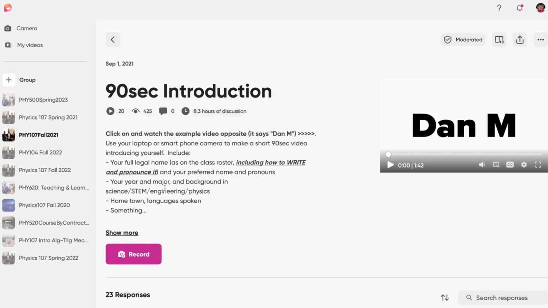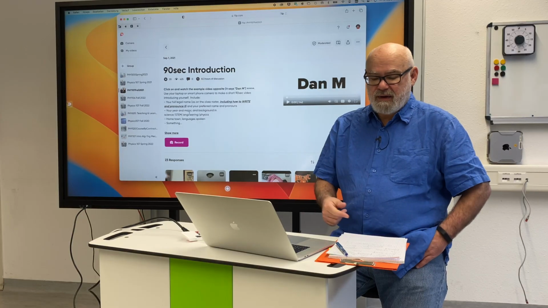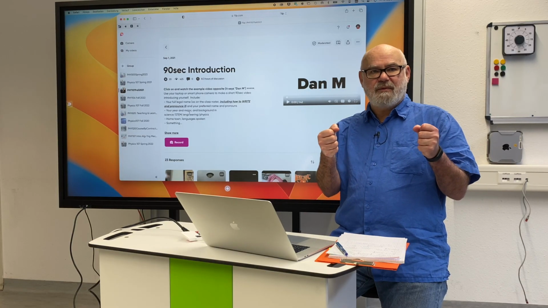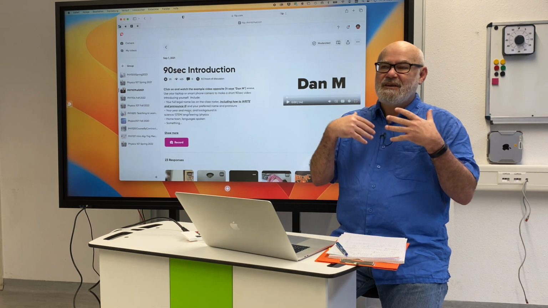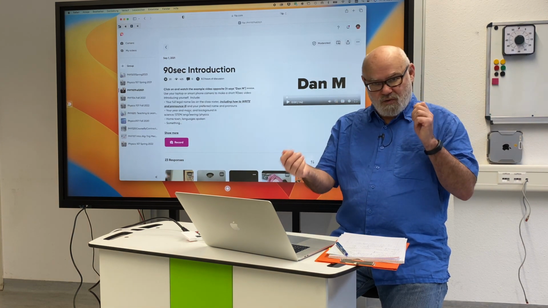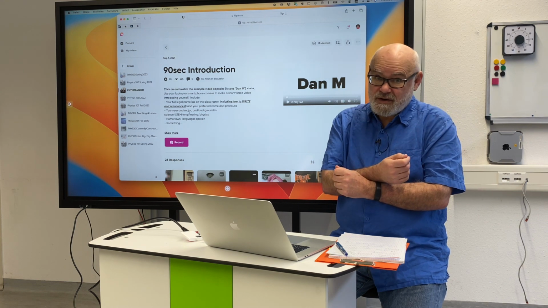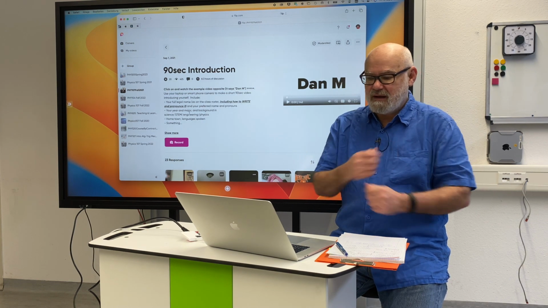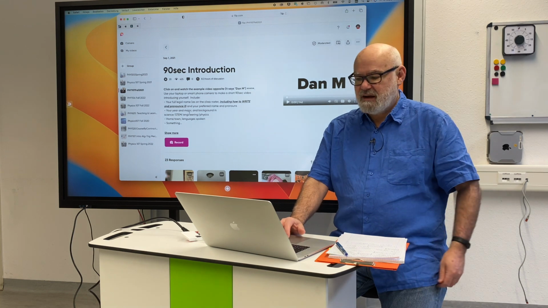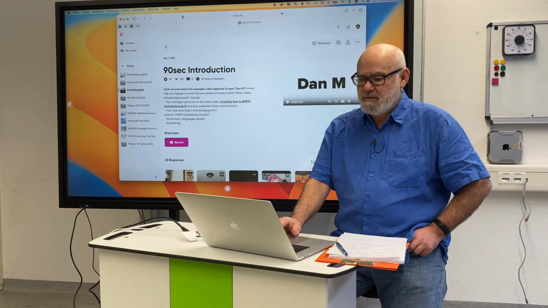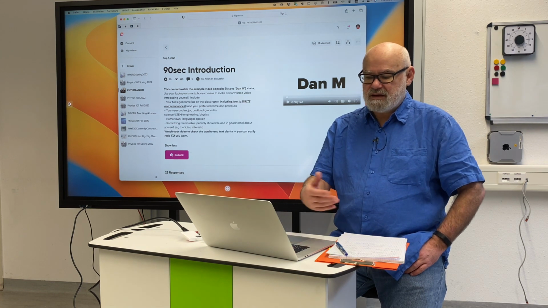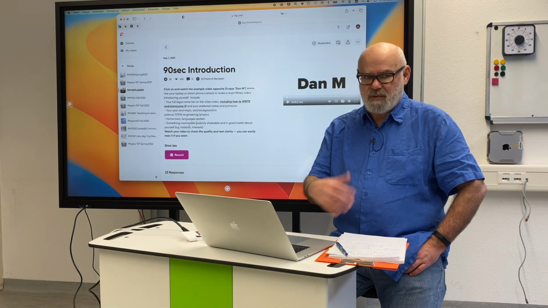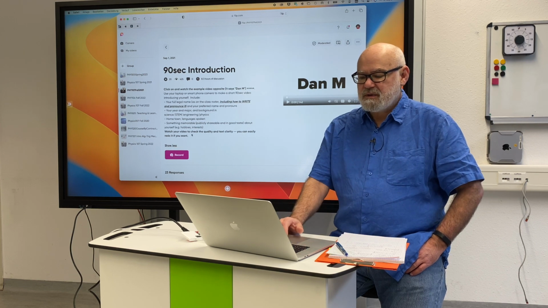You're supposed to have your full legal name, including how to write and pronounce it, and you need to hold a piece of paper up showing that information. That way I know the students can get diagrams and text correctly left to right, because later on in the course it's going to matter very much, since I'm going to be reading what they write. Also, I get to check their sound. They're supposed to mention their year and major, background, hometown, languages spoken, and then something tasteful about themselves that's memorable and publicly shareable. Then they're supposed to watch the video to check the quality and clarity.